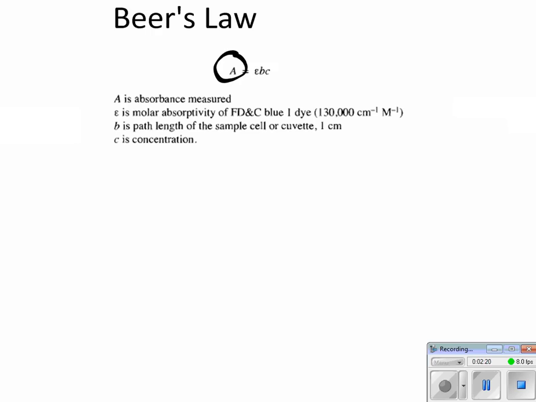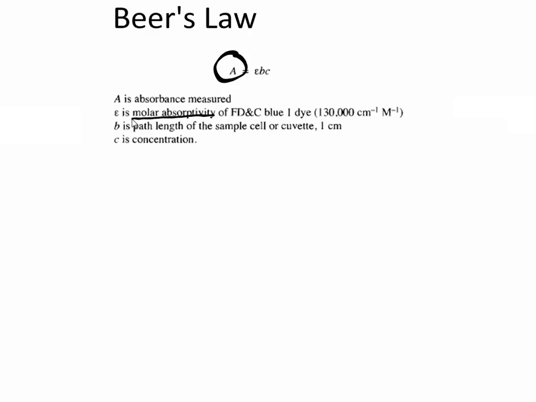So A represents absorbance. The absorbance is related to the absorptivity, which depends on the type of dye you're using. For example, blue dye has a specific amount of light it absorbs, depending on its concentration. All molecules are different, so absorptivity is related to what type of molecule. B is represented by the sample cell or the cuvette, the path length, the distance the light has to travel. For us, it's going to be a centimeter. And then C is concentration.